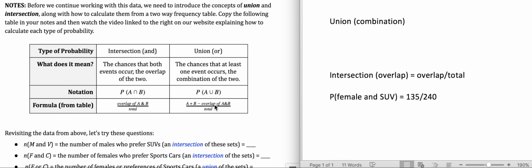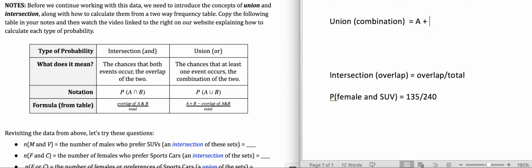So if we go back over here, union is "or," that's the chances that at least one event occurs, or a combination of the two. And that's going to have what looks like a U in between, U for union. That's the probability of A union B. The formula for that is our event A plus our event B minus the overlap, and again, all divided by our total. So if we come over here, we want to go ahead and do that.